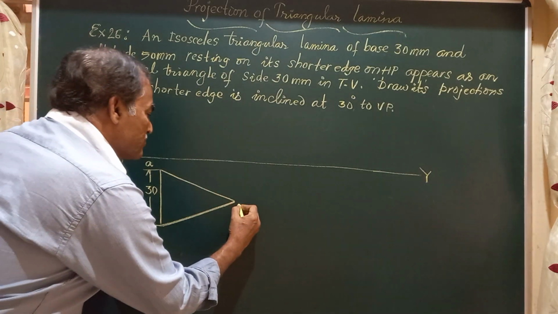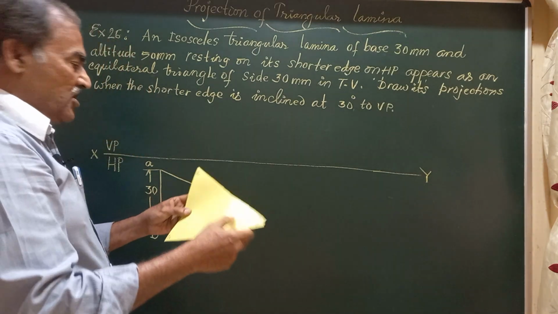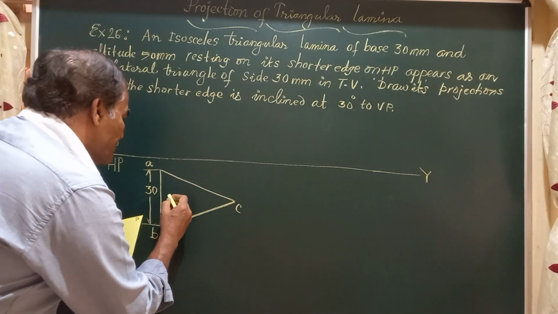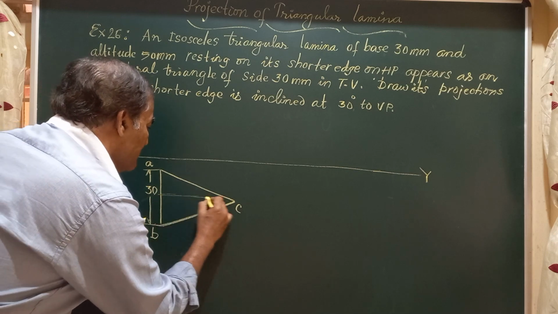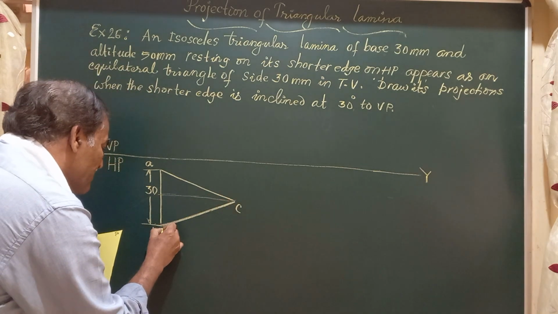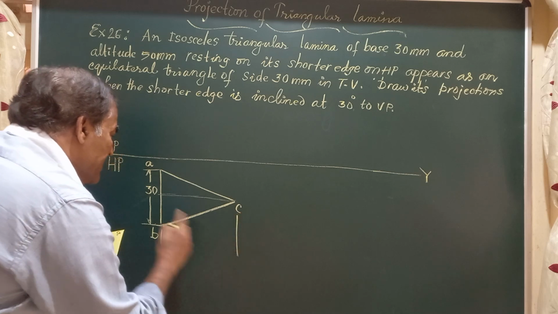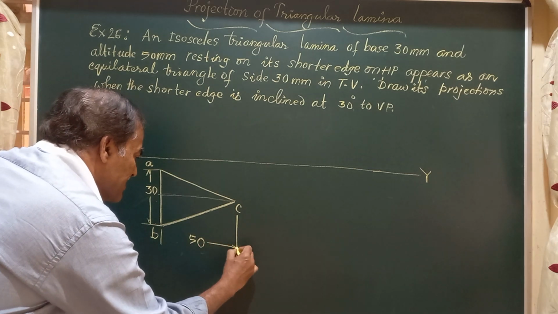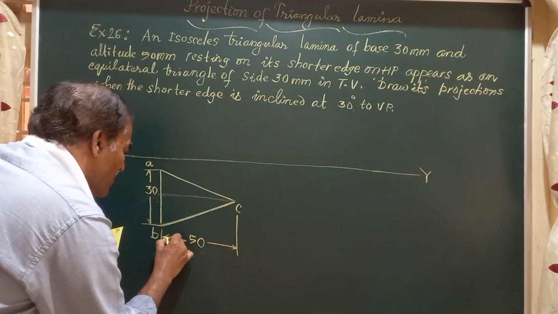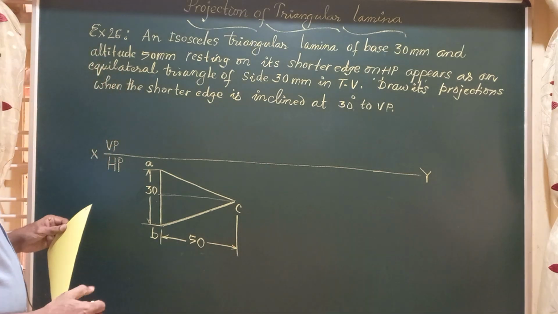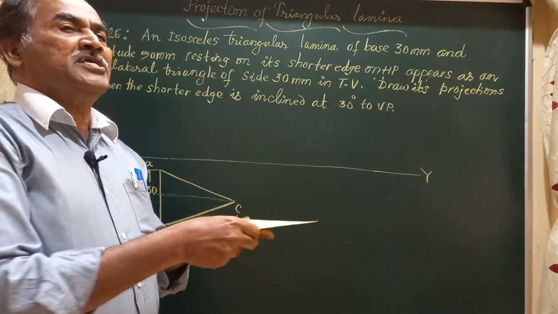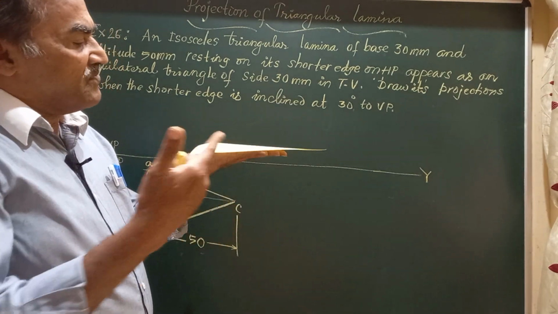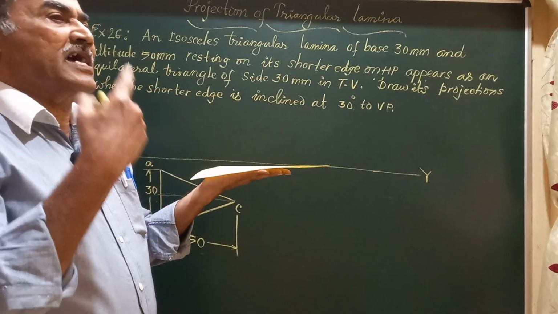Now, how to obtain this point C? Friends, here this length measured from this AB till this C is 50 mm. So, I will simply show by a very thin line and this measurement from the base to the C is 50 mm, 50 millimeter. Friends, this is the top view of the lamina when it is resting on HP on its complete surface. Now friends, when you look at it from the front, it appears as a line.